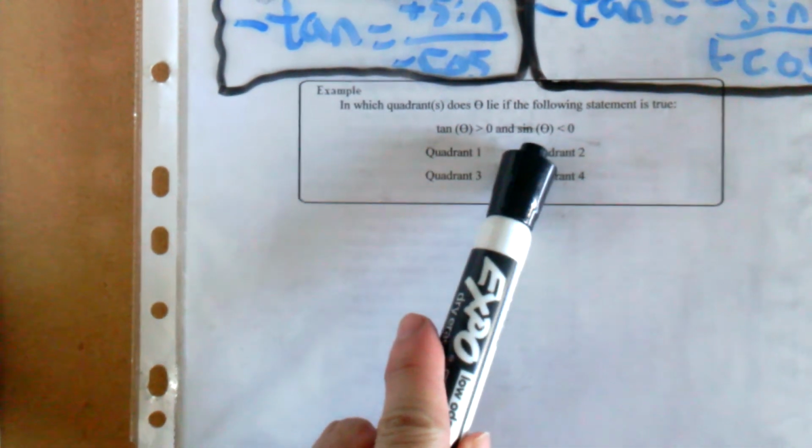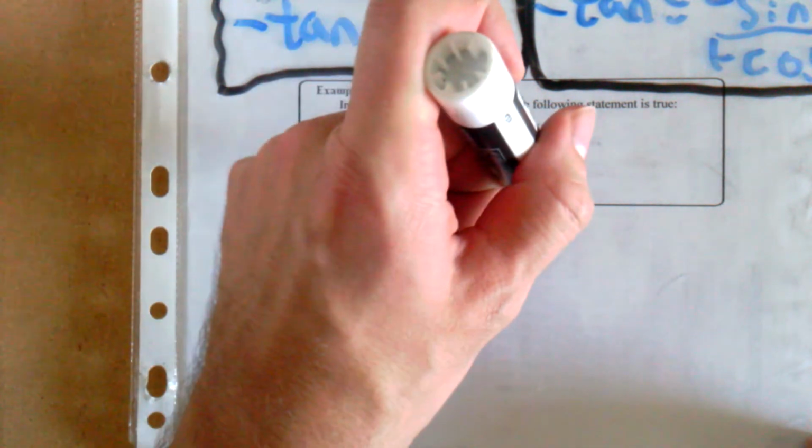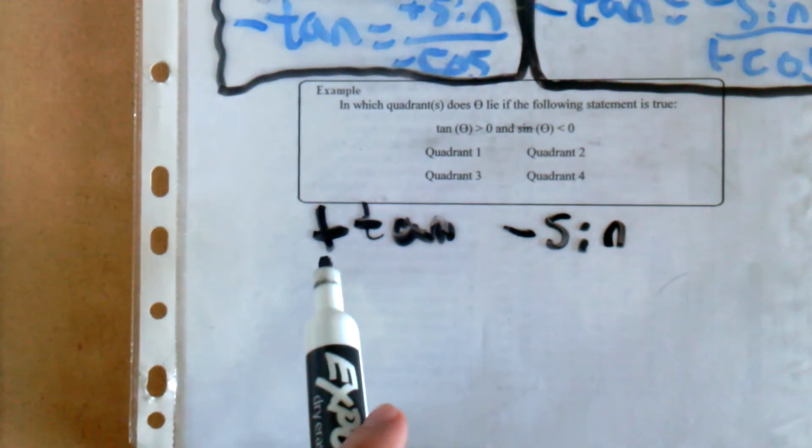Okay. Now let's look at one more example. So this one is asking us, in which quadrant does theta lie if the following statement is true? Tangent is greater than 0 and sine is less than 0. Again, that just tells us that tangent needs to be positive, and that sine needs to be negative. So in which quadrant does an angle lie such that tangent is positive and sine is negative?